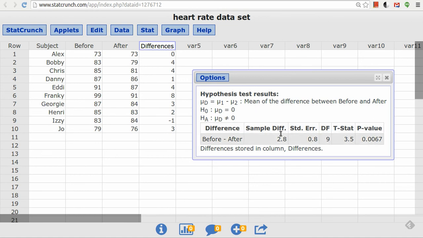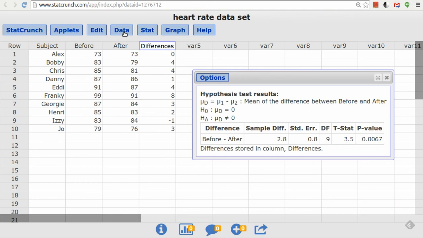So it also gives us our sample difference. This is the mean we calculated before, the standard error, the degrees of freedom, our t-statistic, and the p-value. All of these match what we saw before. This very small p-value means that we are unlikely to see these data by chance if the null hypothesis is true. Therefore, we reject the null hypothesis.